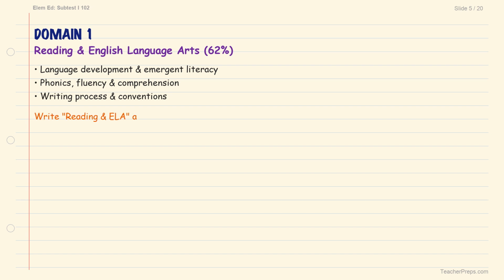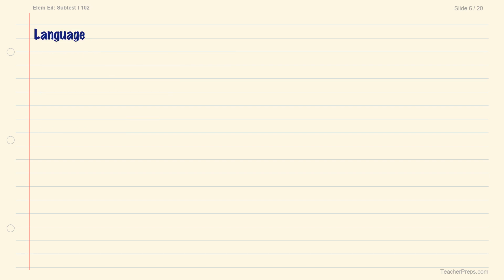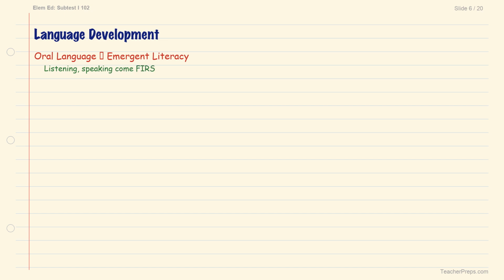Domain 1 covers everything from language development and emergent literacy through phonics, reading fluency, comprehension, and the writing process. Starting with language development, the foundation of literacy begins with oral language. Listening and speaking develop first, and reading and writing build on those oral skills. Building on students' current language, including their home language, is critical for literacy growth.